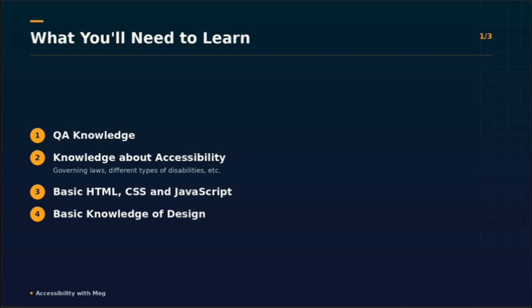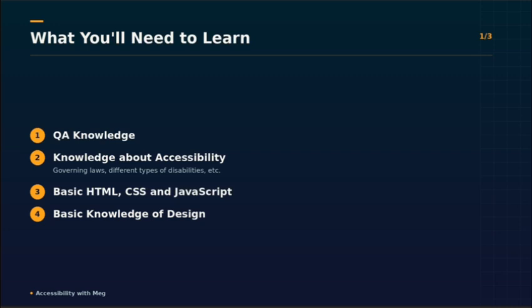The next thing that you would need is also knowledge about accessibility itself, right? What are the governing laws behind it and the different types of disabilities you're designing and testing for. Thirdly, a basic grasp of HTML, CSS, and JavaScript goes a very long way since most accessibility issues live inside of code. So you need to actually know the workings, and so knowledge of HTML, CSS, and JavaScript really helps.